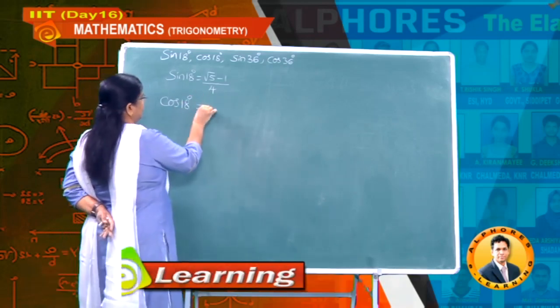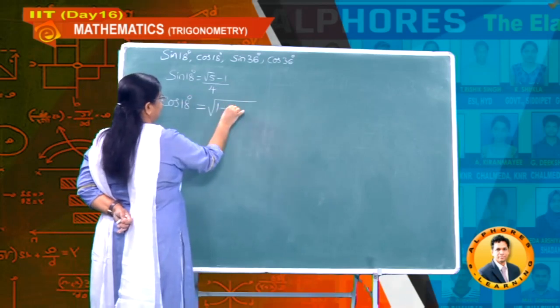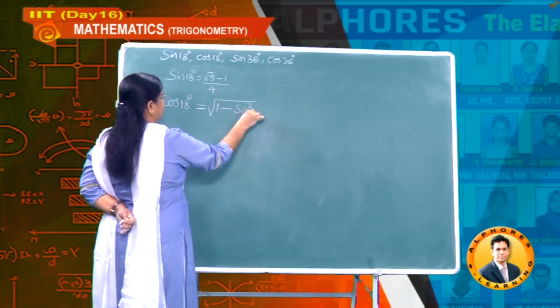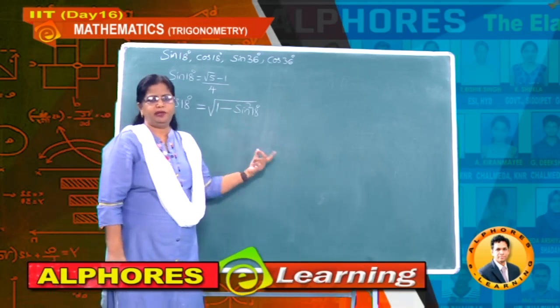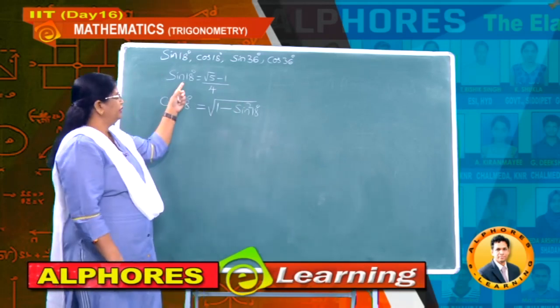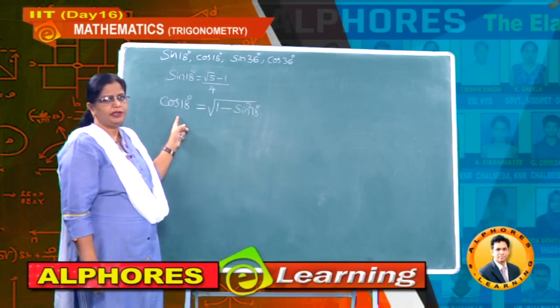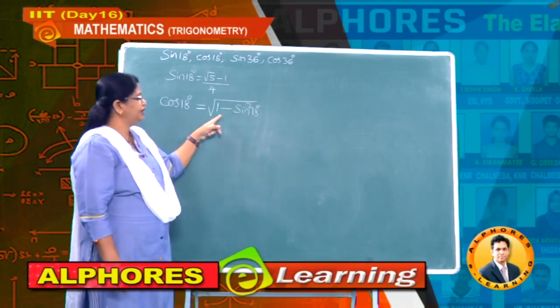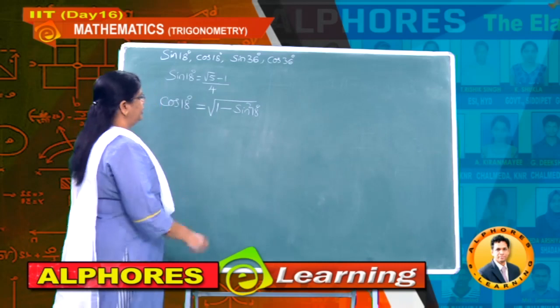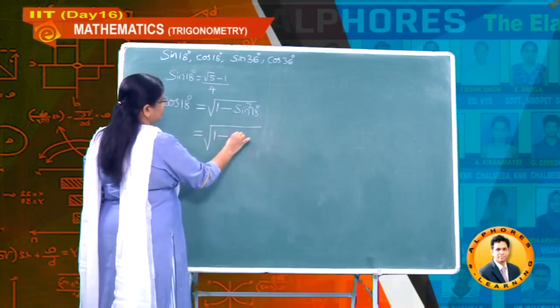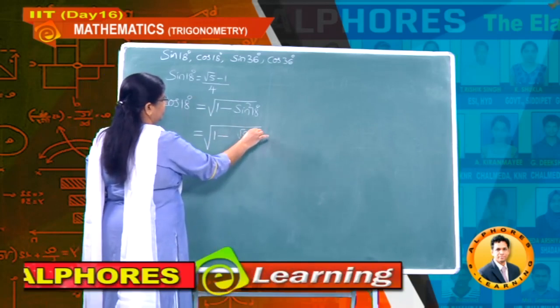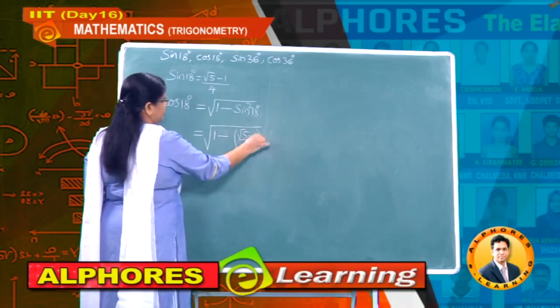Now this is under root of, I am writing, 1 minus sin square 18. Okay. For every problem there is no need of using the previous method. You can make use of this for all remaining values. So cos 18 we got this one. Now sin square 18 means, just now we proved, let us substitute root 5 minus 1 divided by 4 whole square.